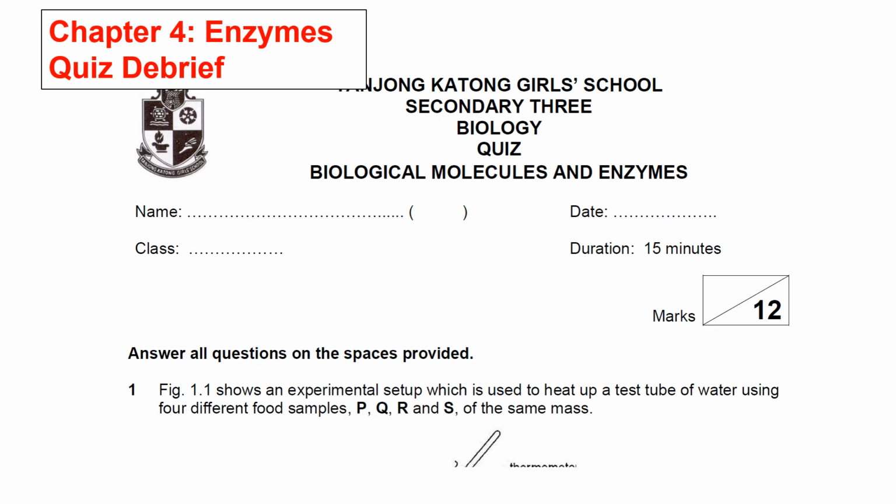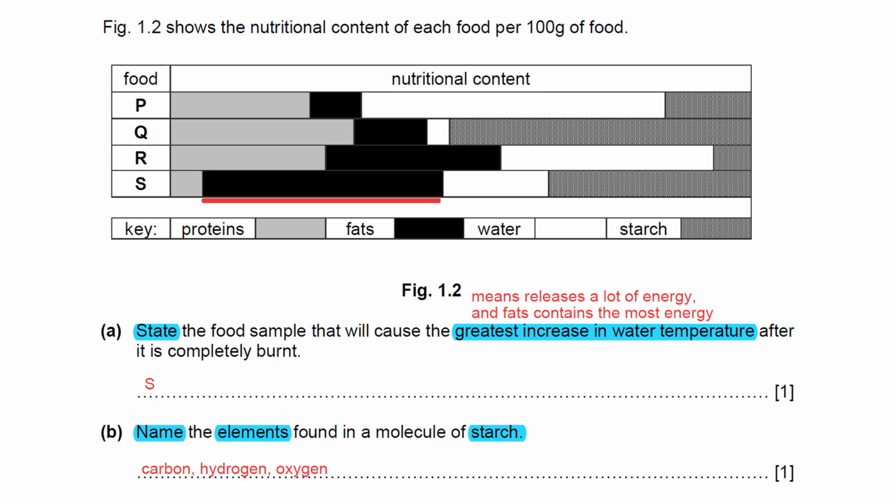Hi, this video is a debrief on the enzyme quiz that was given towards the end of term 1. Okay, so let me start. The first question shows you burning of a particular food sample. So there are 4 samples that are being burnt. Of course, the question asks which one has the greatest increase in water temperature.